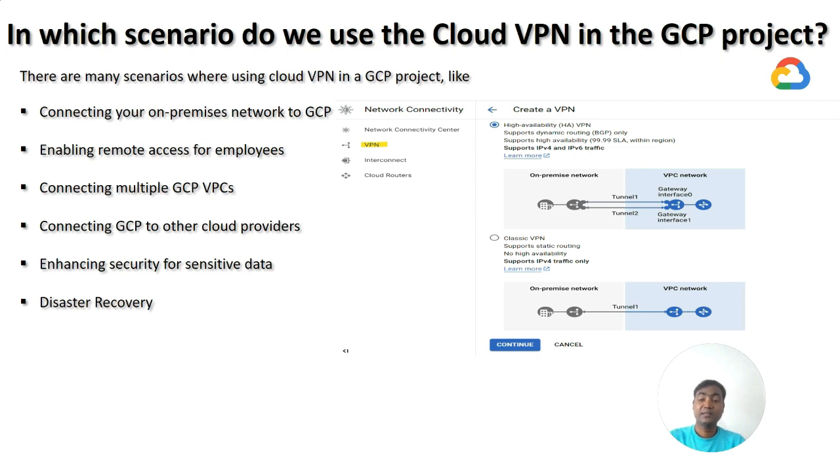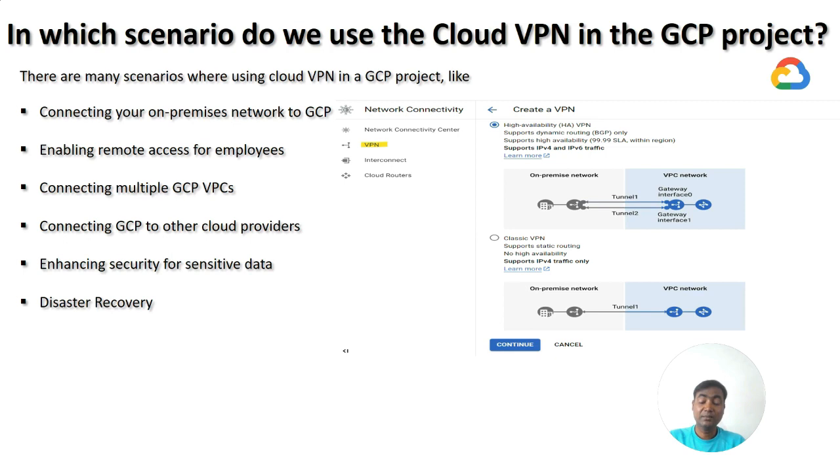And next, enabling remote access for employees. Cloud VPN allows you to grant secure access to your GCP project resources for employees working remotely. They can access cloud applications, data and services as if they were physically connected to the on-premises network.